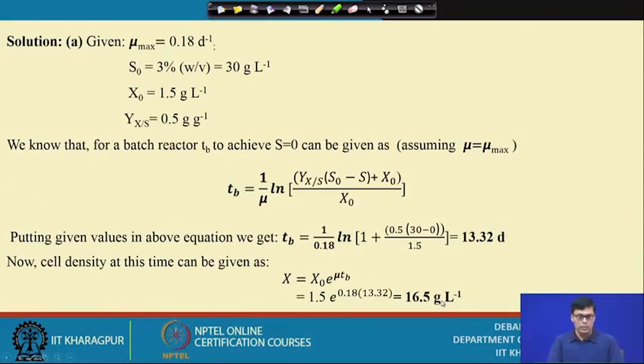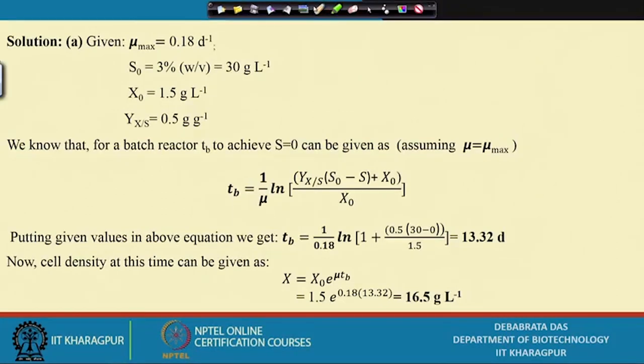Whenever we try to solve any kind of problem, first we have to write down what parameters are given. Here, mu max is given, S0 is given, X0 is given and YXS is given. From the previous problem we already found that T batch equals 1 by mu max times the natural log of YXS (S0 minus S) plus X0, divided by X0. You can put these values in, and since we consider all substrate exhausted, S is 0. Then we find out the exact time required for this batch process, which comes to around 13.32 hours.